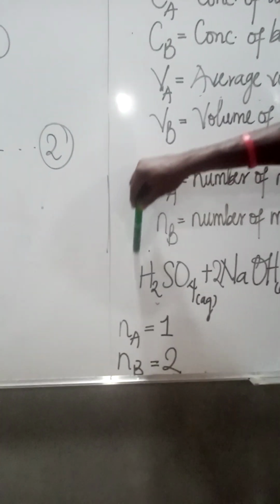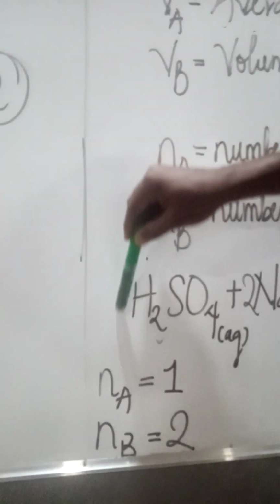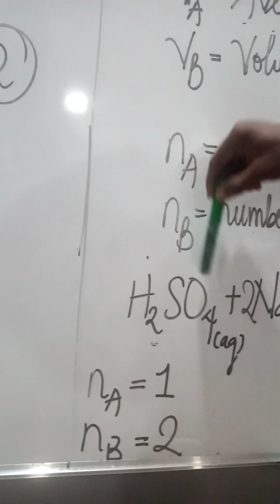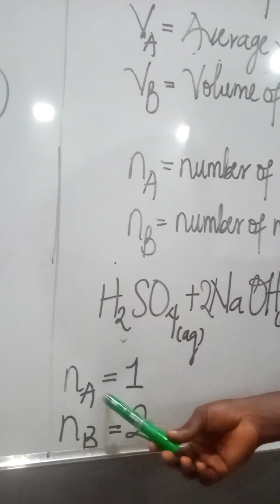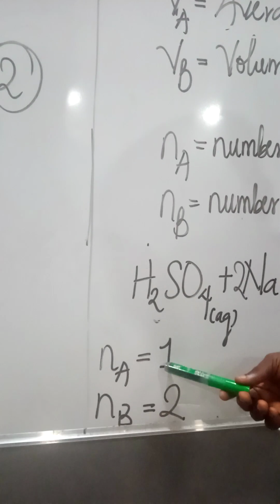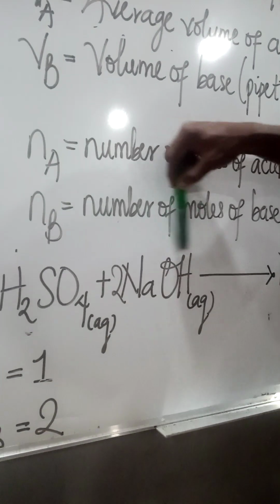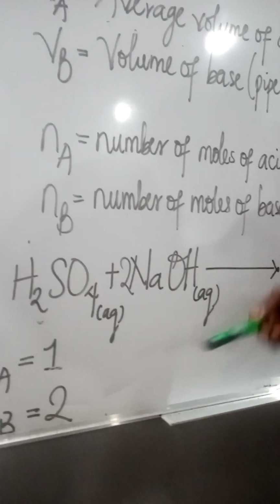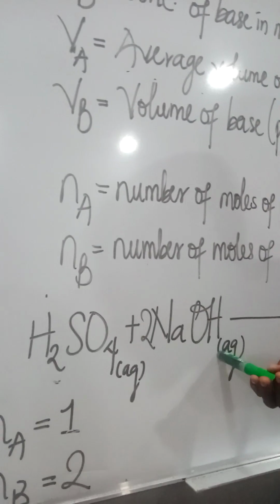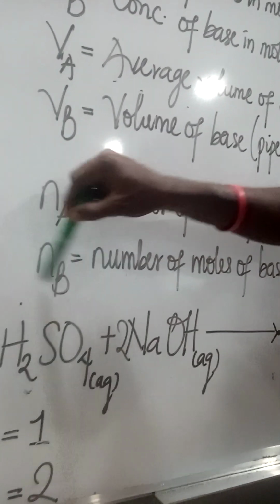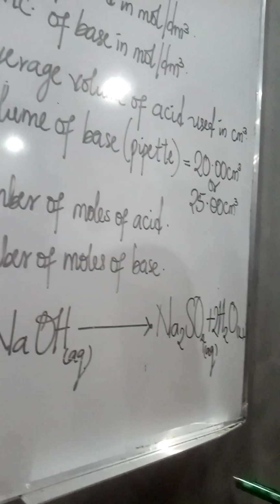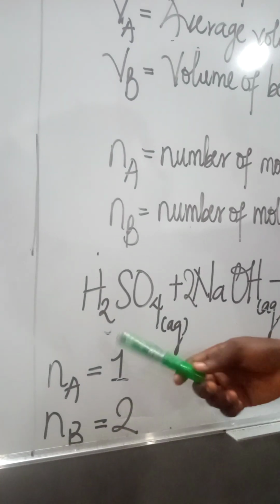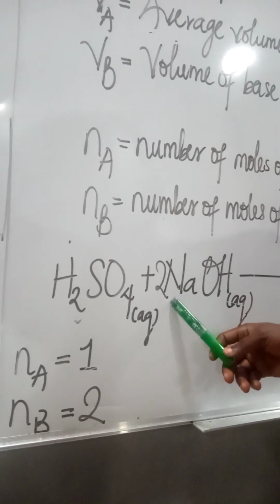Here, if there is no value in front of a compound, it means it has 1 mole. So the number of moles of acid here is 1. And you can see clearly there is a value here for the base, so we have 2 moles of the base. So you see 1 mole of tetraoxosulfate 6 acid reacting with 2 moles of sodium hydroxide. So the number of moles of acid here is 1, and the number of moles of base here is 2. So let's go further.